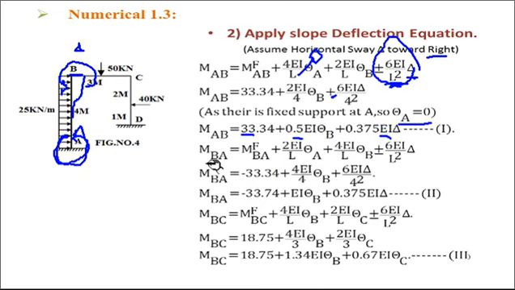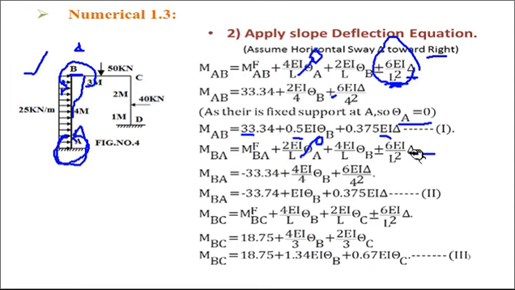Now MBA from this end. MBA is equal to MFBA plus 2EI by L theta A plus 4EI by L theta B plus minus 6EI by L square into delta. This is the generalized equation. Now in our case theta A is 0 because of the fixed end. A is a fixed support, so theta A rotation is not allowed.